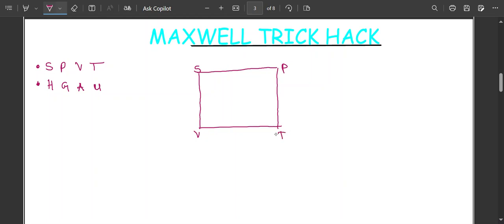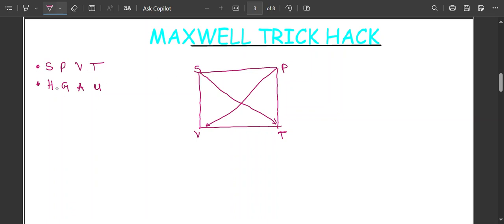After doing this, from S here I'll drop a line like this. Have you seen the way it is dropping? I'm dropping from P. The line should be straight. Then I'm done with SPVT, which is supervatra.